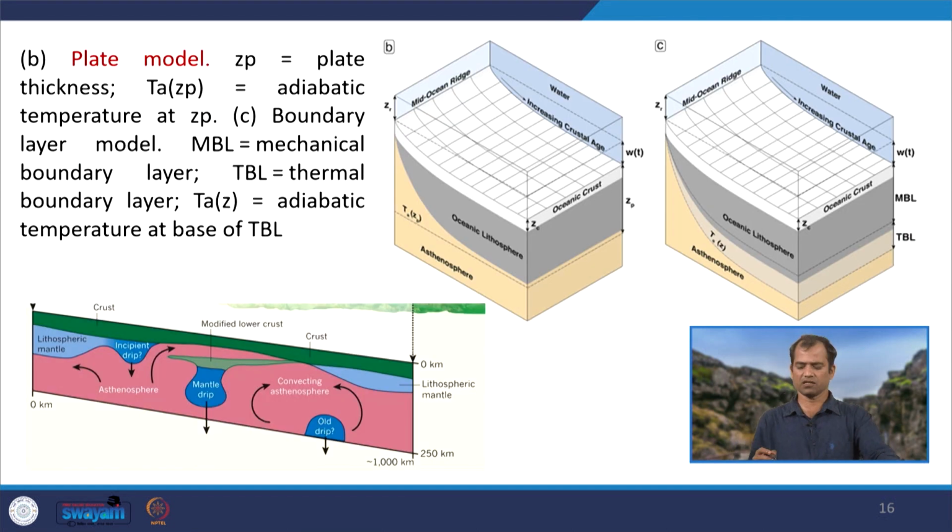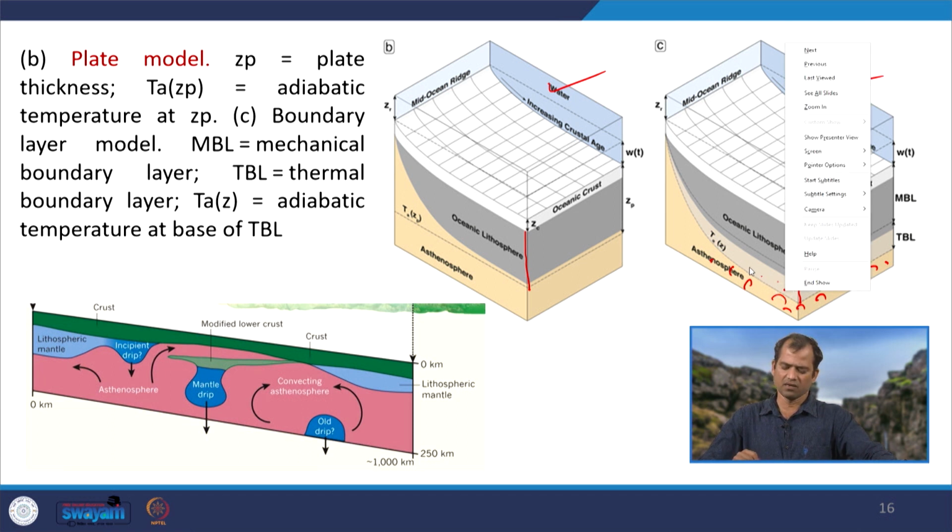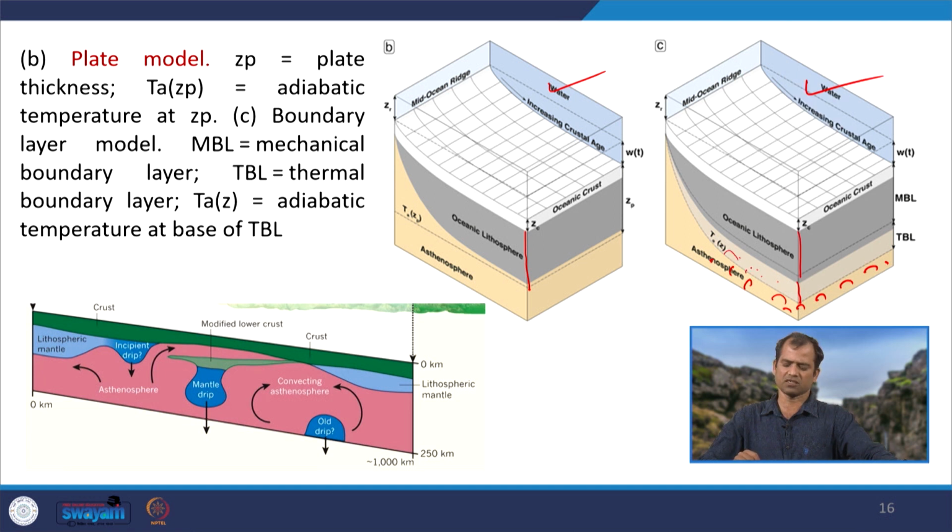So, if you see, this is the plate model and this is the half space model. In the half space model, we are considering the lithosphere as one unit. However, here we are considering the lithosphere as two different units. Here we have a mantle where convection is going on, and this convection provides heat to the system, and once convection starts at the lower level, it provides heat to the upper part.